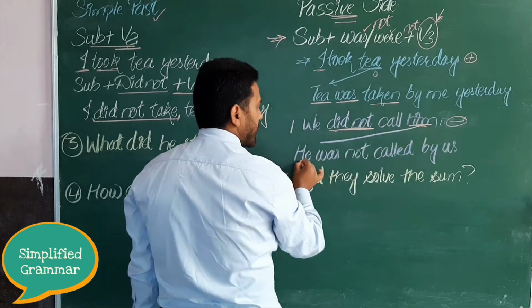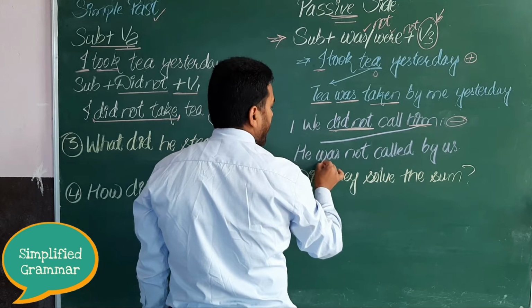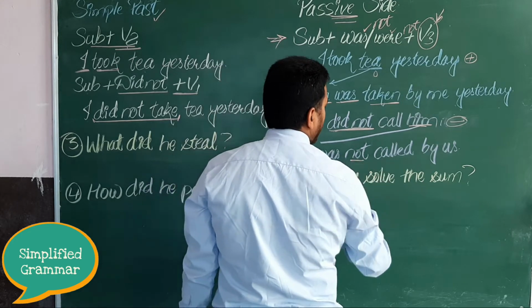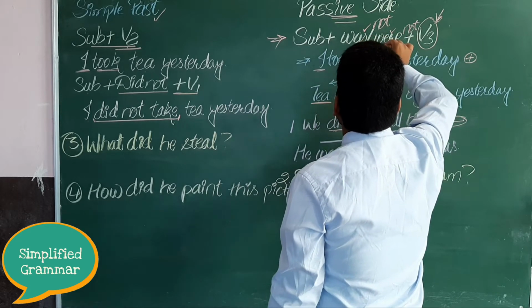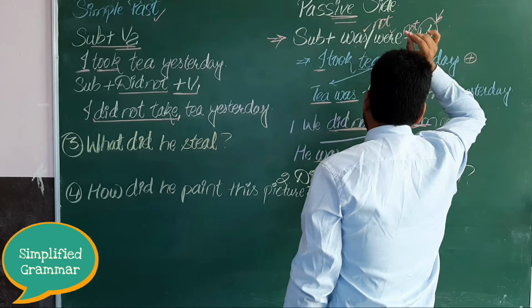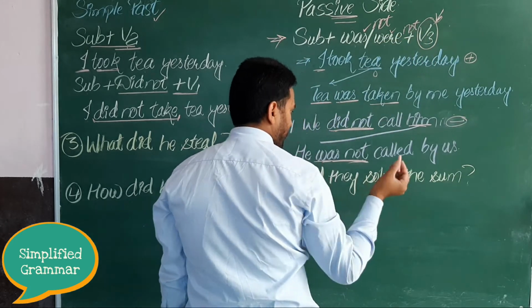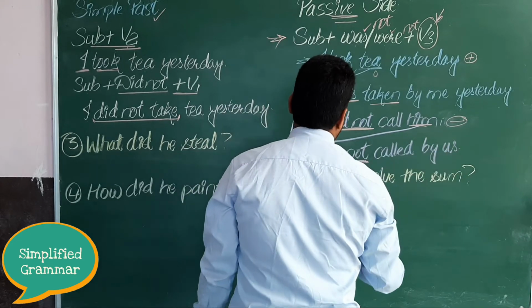Now this will come as a subject. So he was not. So you can see there was not. So here I taught you a rule for negative statement: was not and were not plus third form. So you will use, he was not called by us.